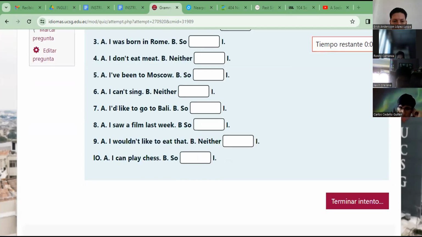In this one, remember that it is would, okay? And when you use would, it's the same, would.